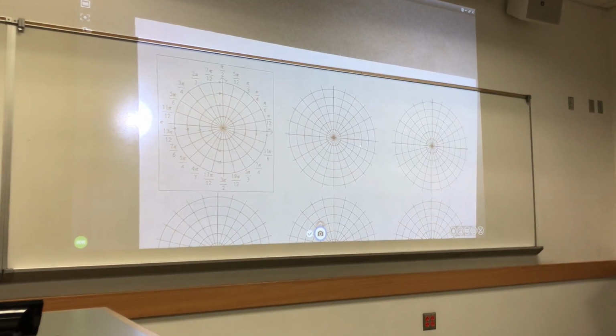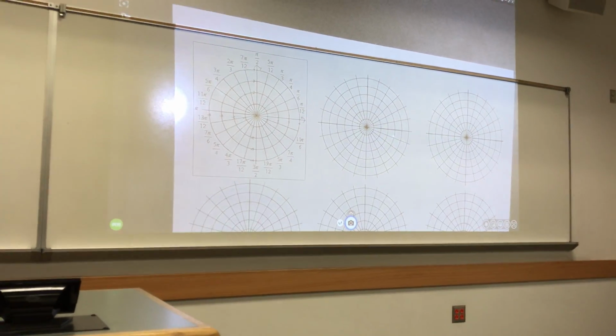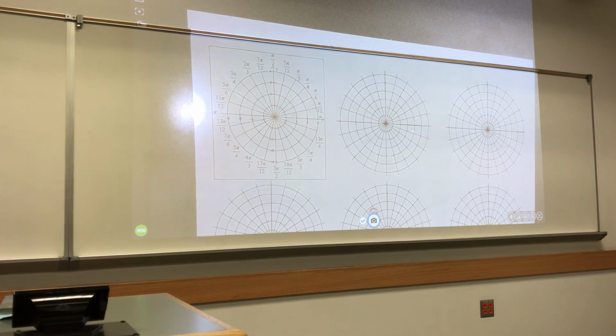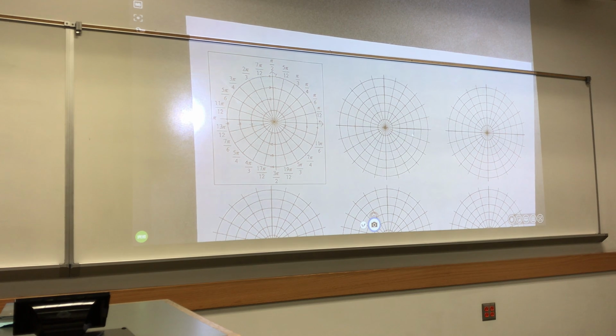Coordinates, and we converted one direction. I'm not sure if we converted the other direction. We did. We did? Both ways? Okay.